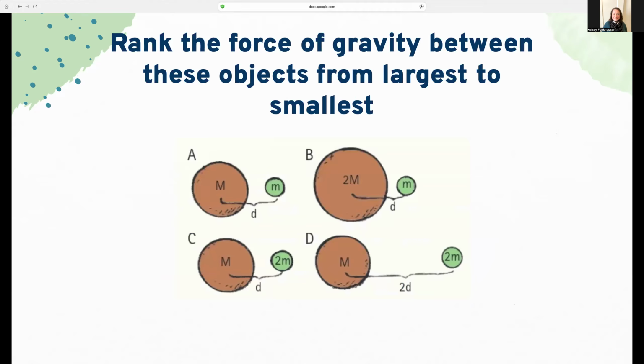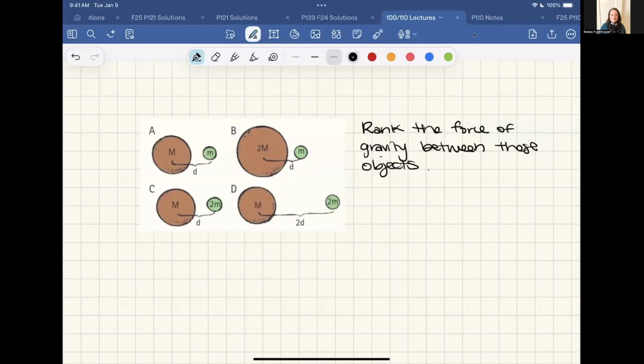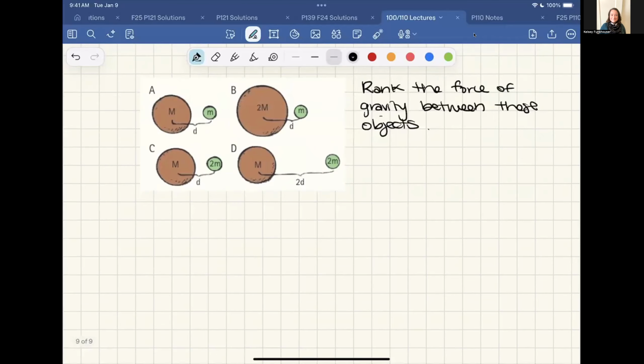Now we have this example that we're going to do. We are going to rank the force of gravity between these objects from largest to smallest. Okay. So we're ranking the force of gravity, and we just talked about that. The force of gravity is this constant times the mass of each object divided by the distance between them squared. So we'll just do that for each of these.